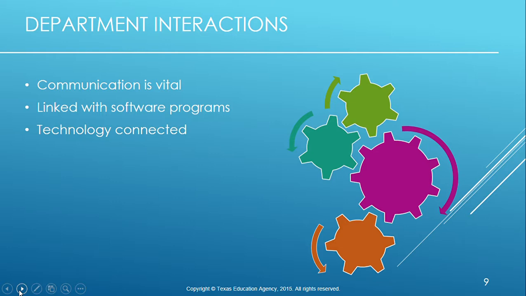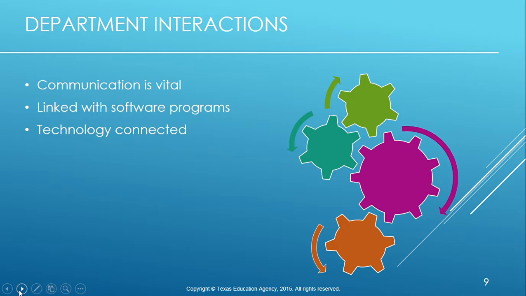So, department interactions. Communication is vital. It's linked with software programs, and technology is connected. So all of the business departments must work together. I know I've already said that, but it is so important that they all work together for the customer. Each of these main departments is necessary for the day-to-day operations of the business. Communication between departments is absolutely critical.